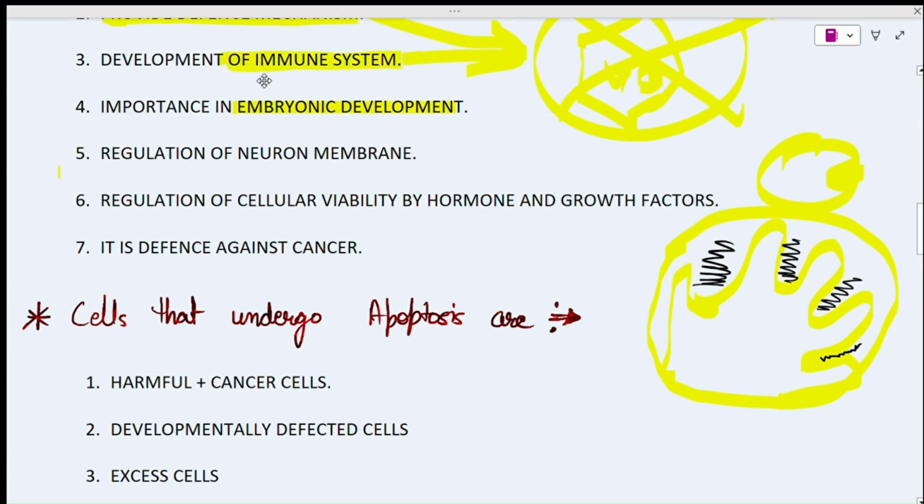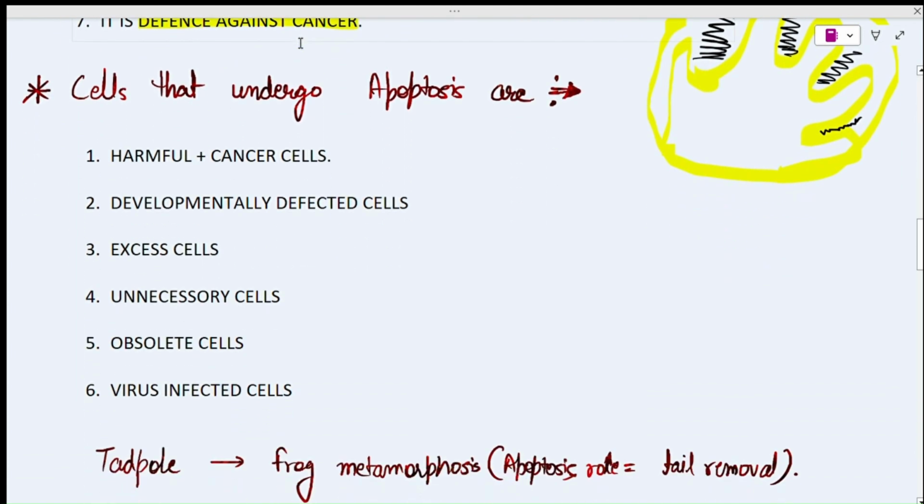Then, the regulation of neuron membrane also happens with the help of apoptosis. The regulation of cellular viability by hormones and growth factors also needs apoptosis. The seventh point is defense against cancer. Cancer cells continuously divide uncontrollably and form a huge mass inside our body. So apoptosis is a defense against cancer also. Cells that undergo apoptosis are harmful cells, cancer cells, and developmentally defective cells. If the body has defective cells, then apoptosis will destroy those cells.